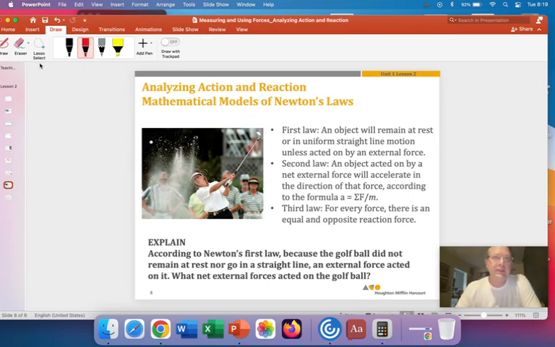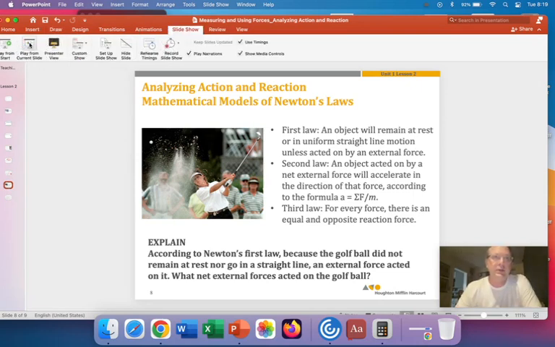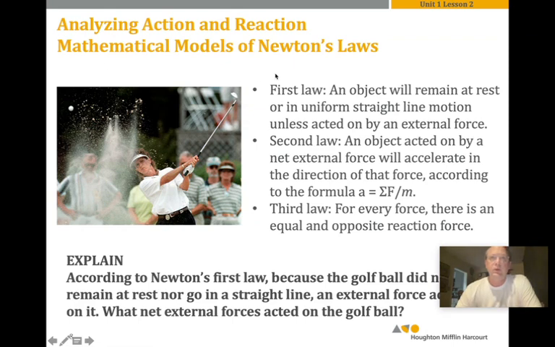when we analyze action-reaction pairs, we can use a mathematical model. The first law of Newton's laws is that an object will remain at rest or in uniform straight line motion unless acted on by an external force. Okay, the golf ball will stay sitting on the tee forever.